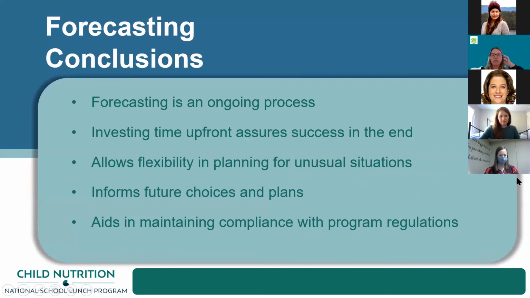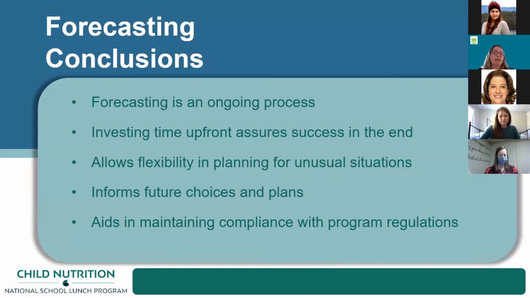So just in conclusion, forecasting is an ongoing process. It's not a once and done. I think that's become really clear over the past couple of hours of speaking. Investing your time up front ensures that you're going to have success at the end and ultimately makes your job easier.